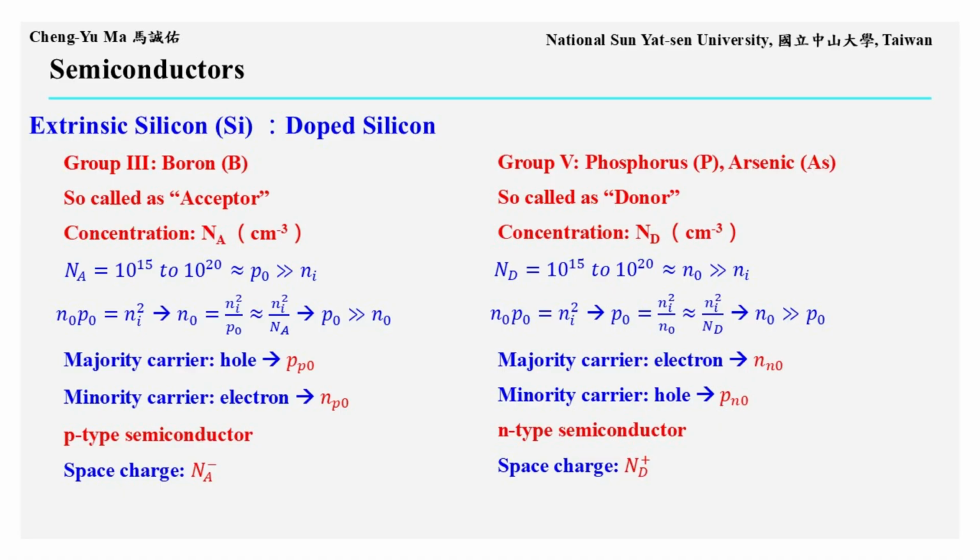Finally, let us summarize the comparison between p-type and n-type semiconductors. Under thermal equilibrium, a semiconductor whose electron concentration is higher than its hole concentration is called an n-type semiconductor. Conversely, a semiconductor whose hole concentration is higher than its electron concentration is called a p-type semiconductor. Their symbols are also different. Doping with group 5 elements can increase the electron concentration in the conduction band, and this type of dopant is called a donor. Doping with group 3 elements can increase the hole concentration in the valence band, and this type of dopant is called an acceptor.